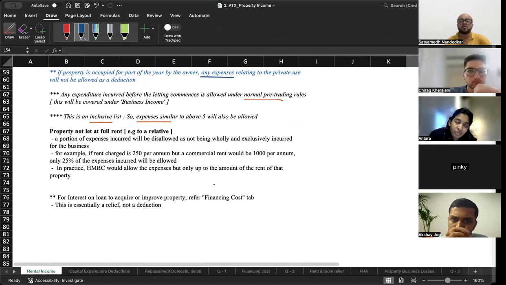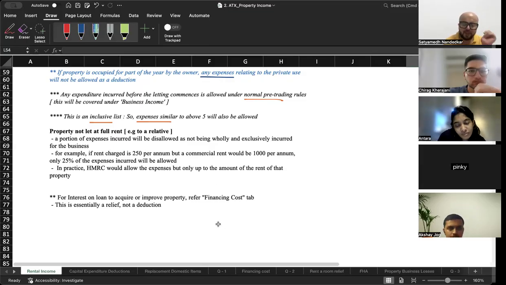Now, if property is given but not at full rent, for example, I have given the property to my sister to stay in, and I have told her that the regular market rent is 80,000, but you pay only 20,000. So I have given it at 25% of the commercial rent. So the amount of expense that would be allowed as a deduction is also 25%. Because I'm not charging full rent on the property, I'm not allowed to claim the entire amount as a deduction.